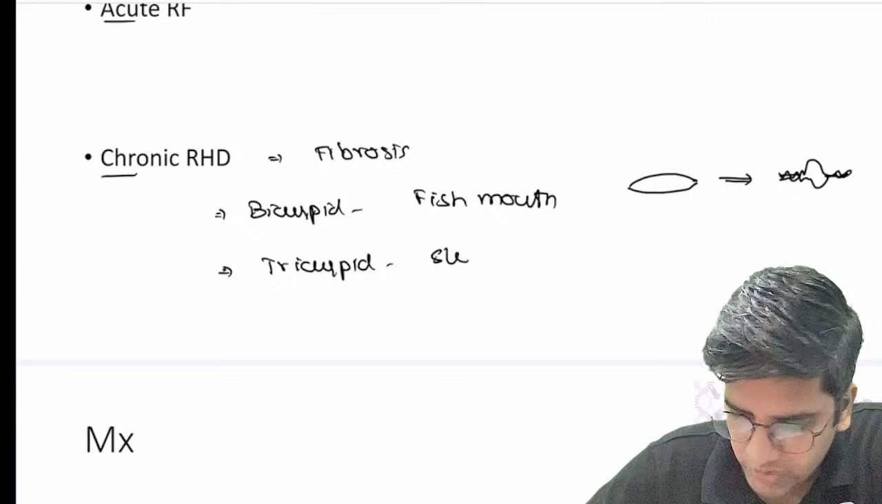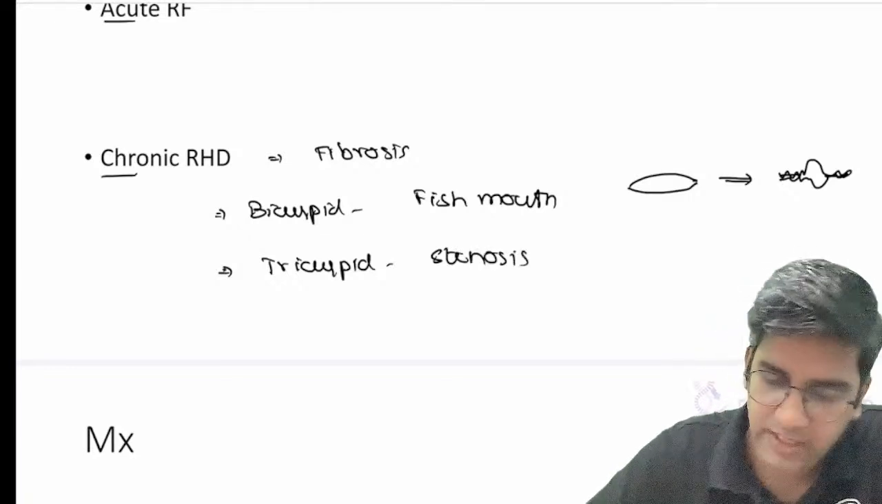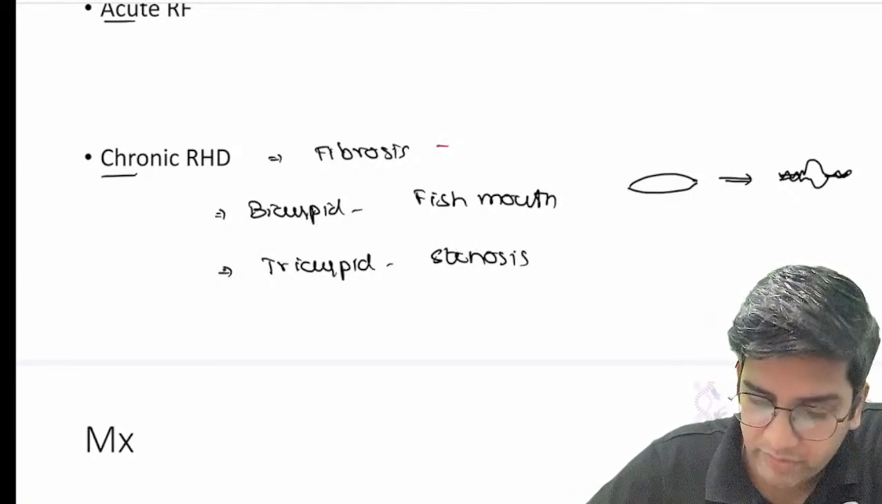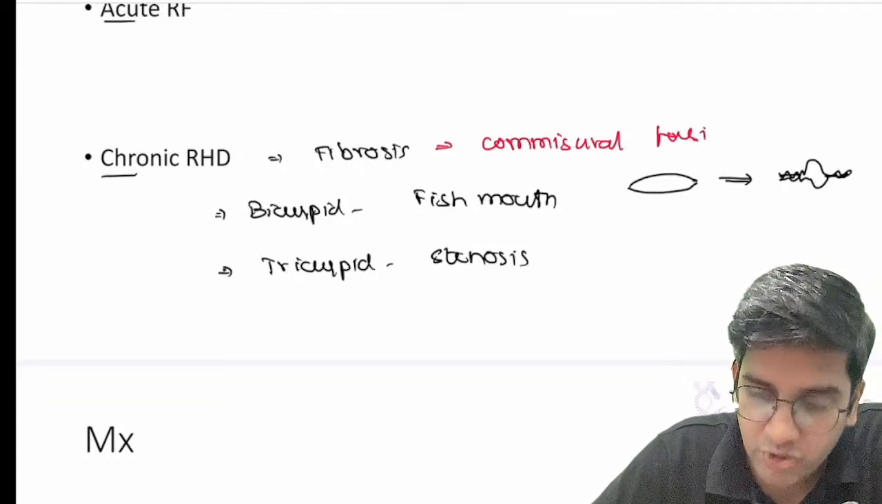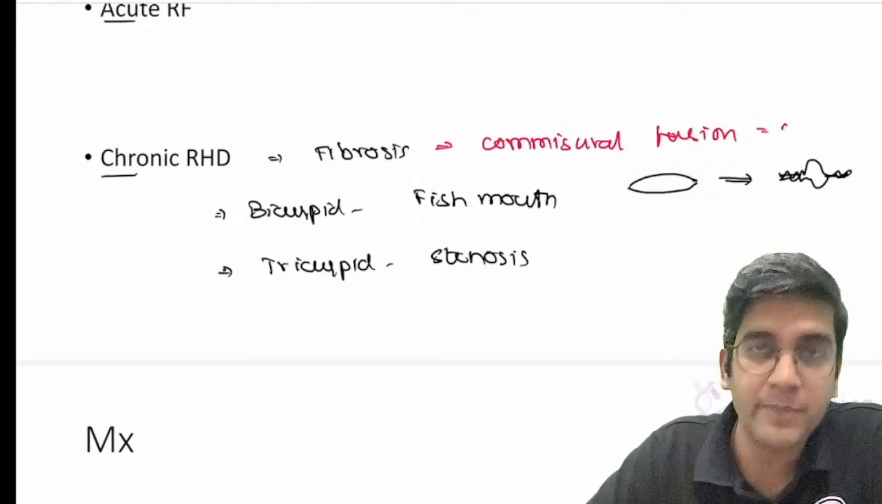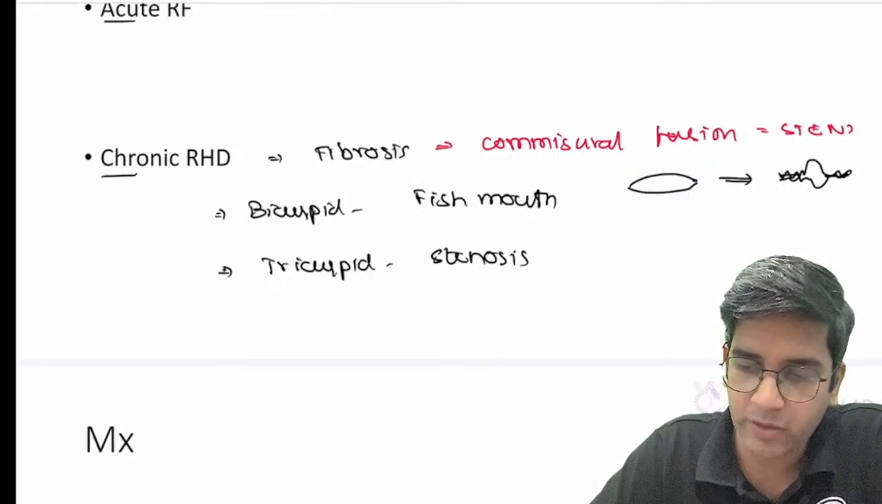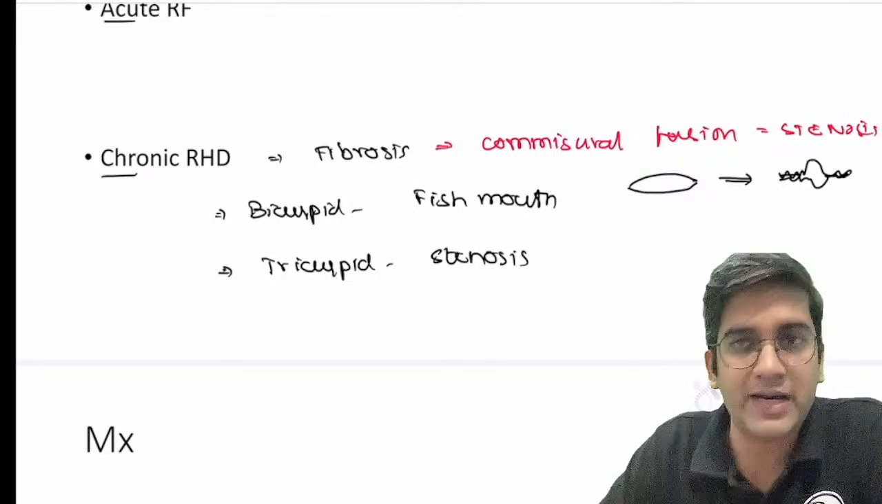Definitely there'll be stenosis. You cannot avoid that, right? And most of the fibrosis will result in commissural fusion. The commissures of your valves will fuse. That's the reason you're going to end up in stenosis of the valve. Fine. Okay. That's what happens in chronic rheumatic heart disease.